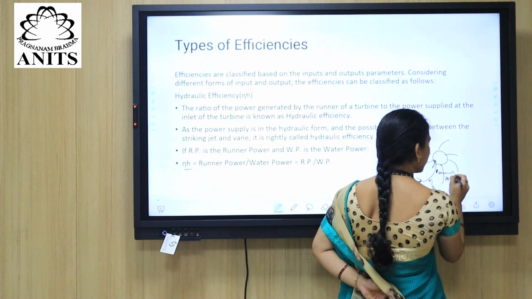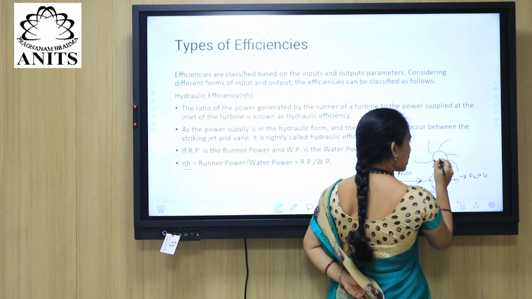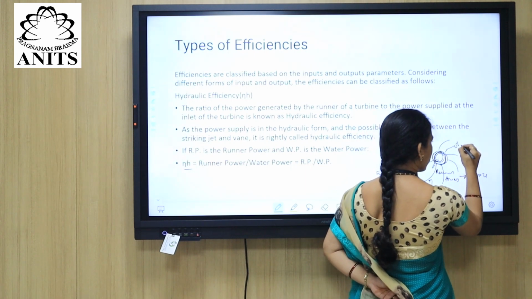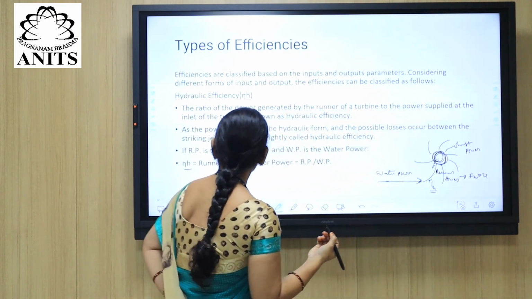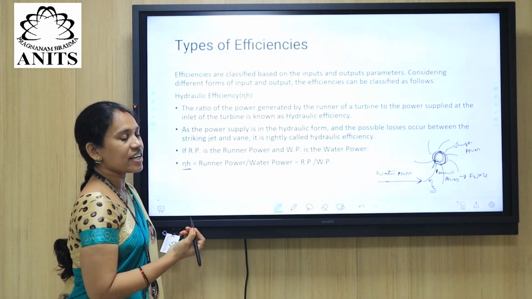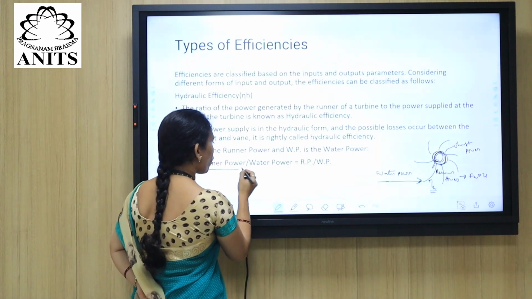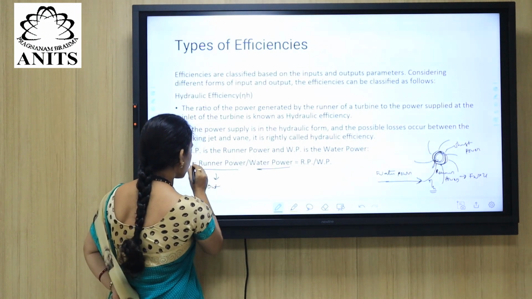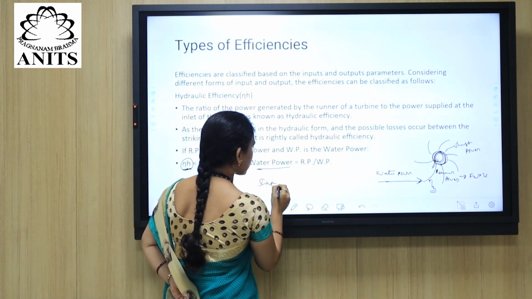Whatever the runner power, this is calculated by using the formula Fx multiplied by U. This runner power is further conveyed to the shaft. That shaft power is the ultimate power generated by the turbine. Here hydraulic efficiency includes hydraulic losses between the entry point of the vane and the exit point of the vane. It is calculated as the ratio of runner power to water power. Here runner power is the output energy considering only hydraulic losses, and the input power is the water power.